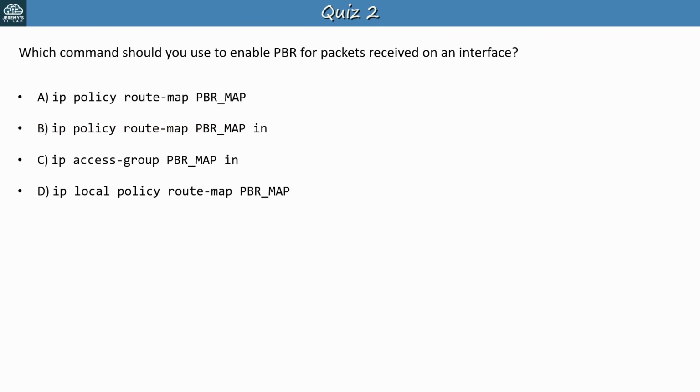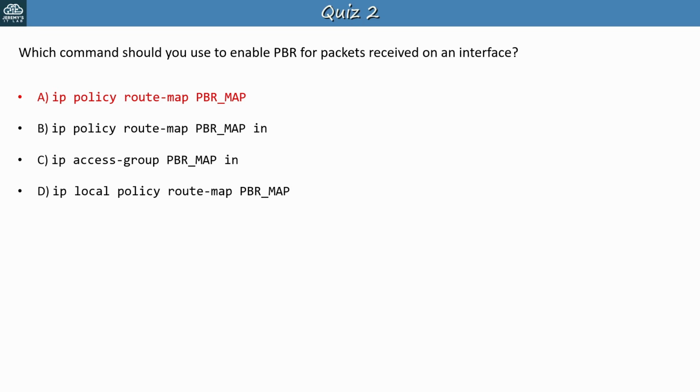Here's quiz question 2. Which command should you use to enable PBR for packets received on an interface? Pause the video now to think about your answer. Okay, the answer is A, ip policy route-map, followed by the route map's name.